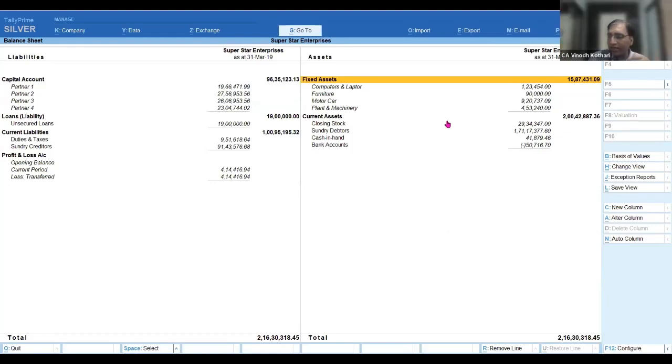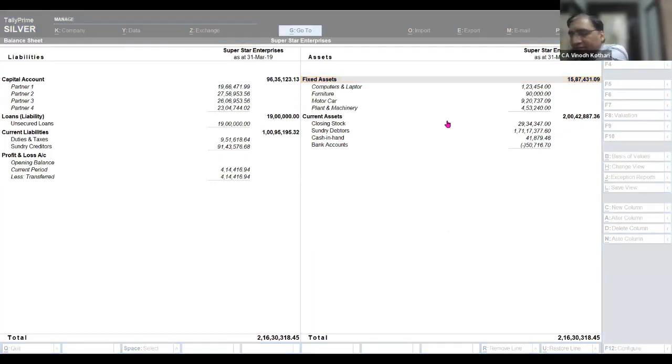So what do these details mean? What is the meaning of these details? Here you can see a balance sheet, right? So here, on the asset side, what is the meaning of these details?